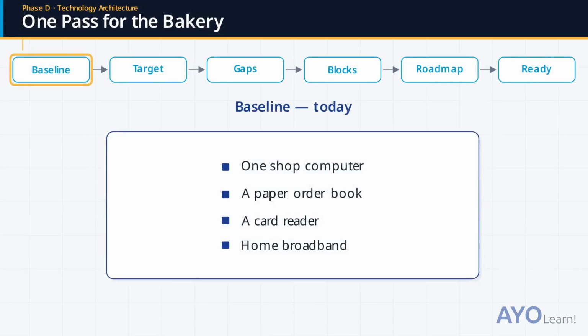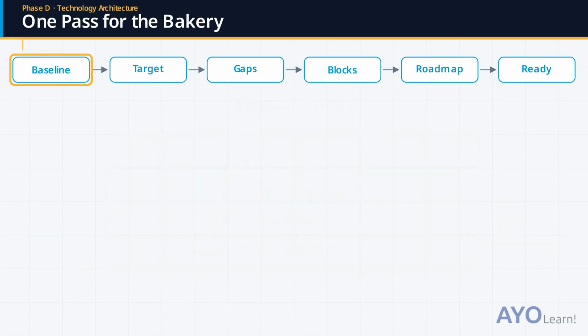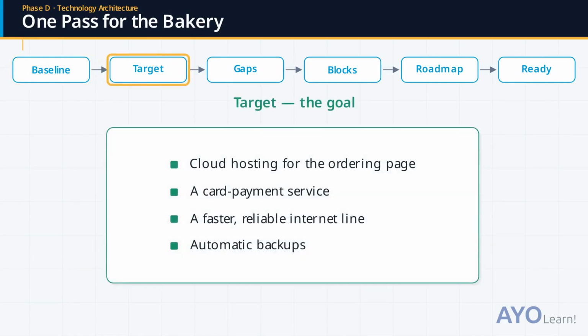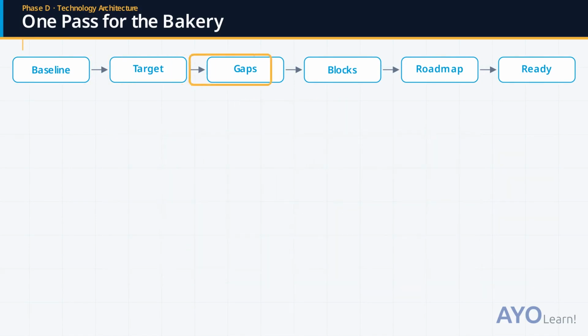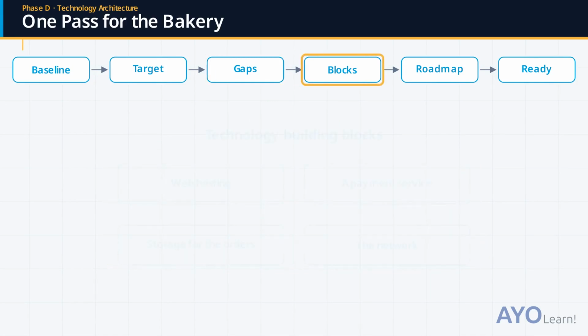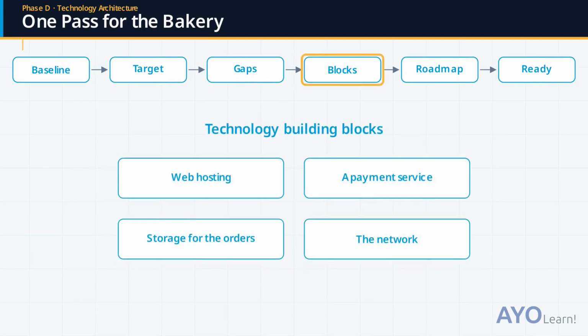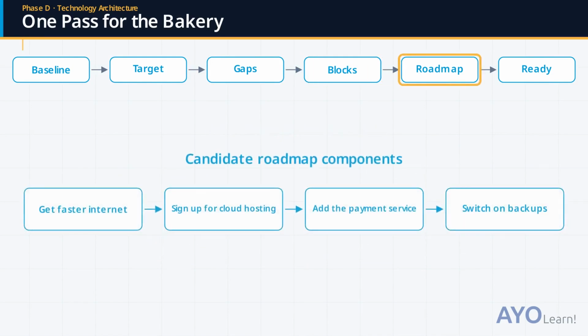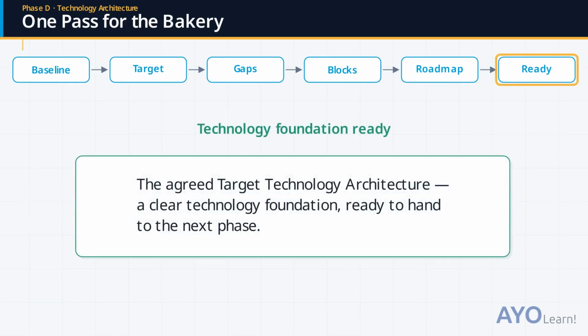Today, one shop computer, a paper order book, a card reader, home broadband. The target: cloud hosting for the ordering page, a payment service, a faster line, automatic backups. The gap flags: missing hosting, no backups, slow internet. Pick the building blocks, plan the roadmap, and the technology foundation is ready.